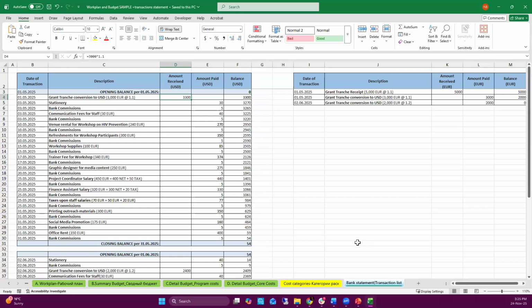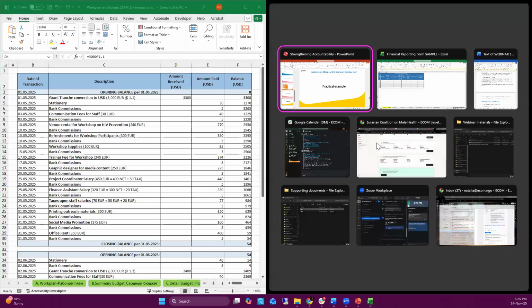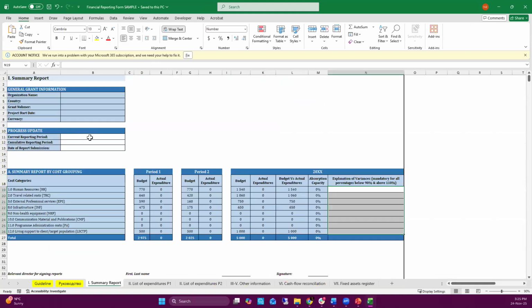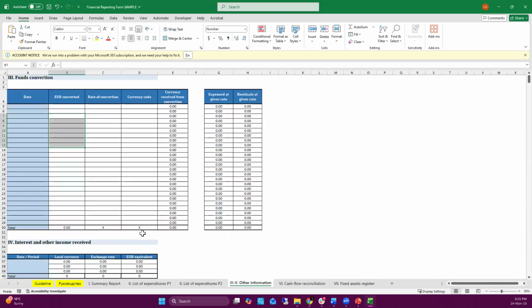So let's start. First of all, we go to the summary report and we choose for which period we are making this report. So first of all, we'll need to make the report for the first period. Here you just need to choose the respective period, and here you manually enter the date on which you sent us your report. That's it. Then let's go to this section, other information.